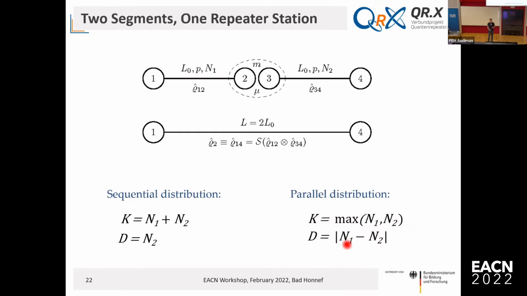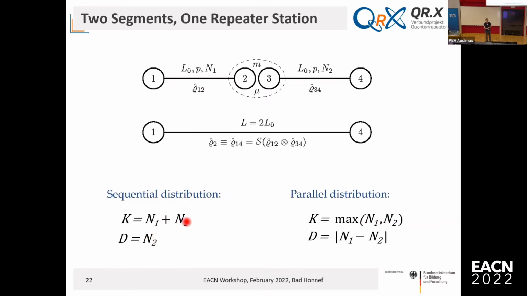And for the dephasing, we also have a difference here. For the dephasing, we start left and right. And then, whichever of the 2 succeeds first will be stored, and then waits for the other one. That's why we have to look at the difference of these 2. So for 2 segments, this is rather simple. But we want to go to more segments as well. And the good news is that we can stick to these 2 basic variables. And we just extend them. For the sequential scheme, it's rather simple. We just add more of these n's up to n segments. It's just the sum of these.